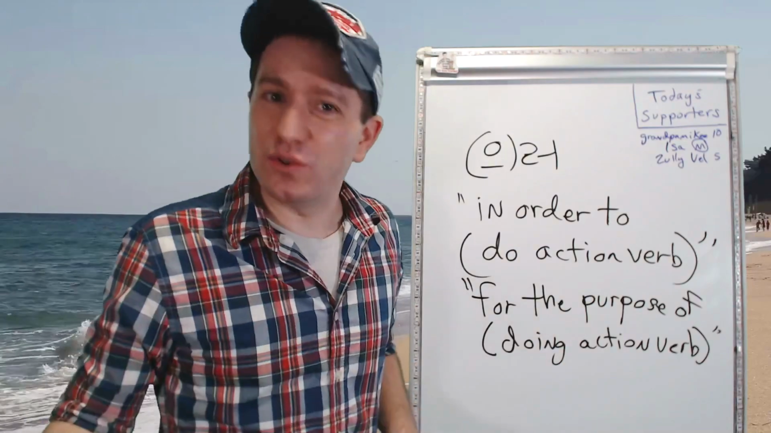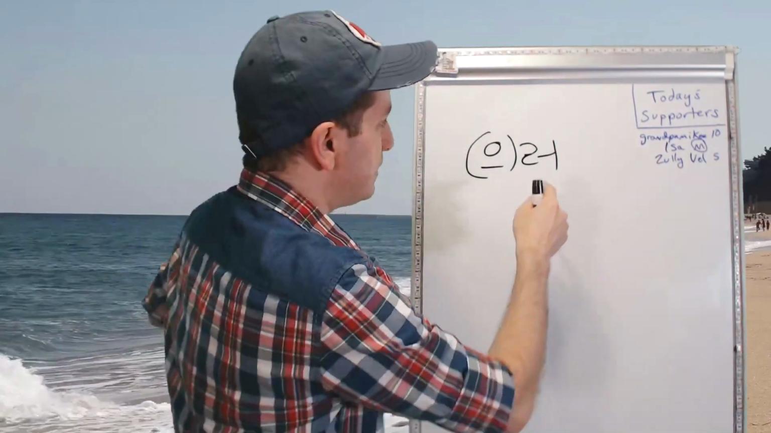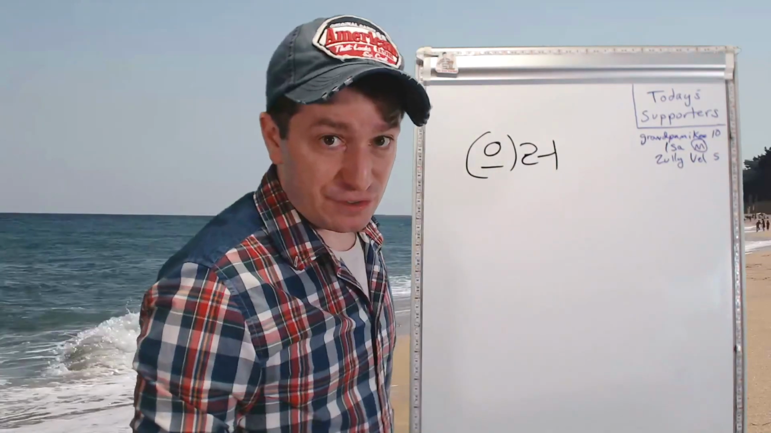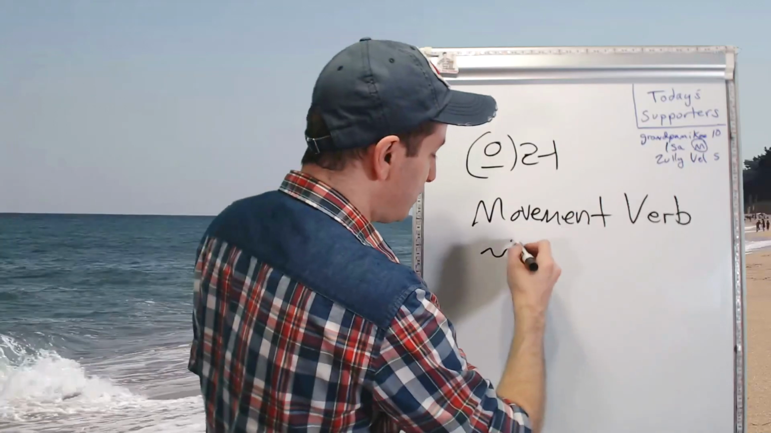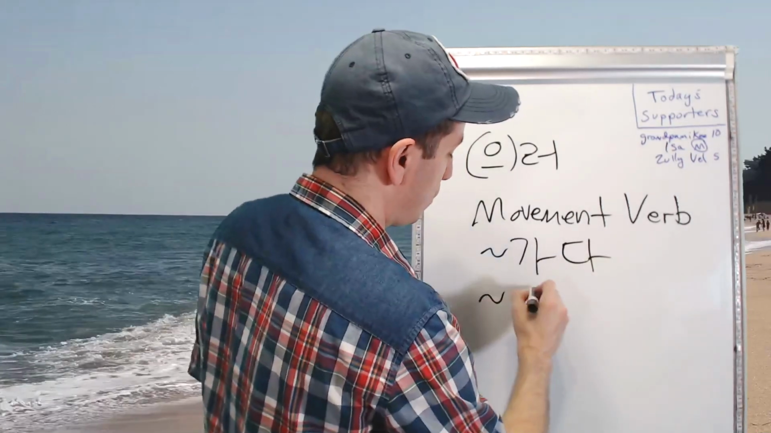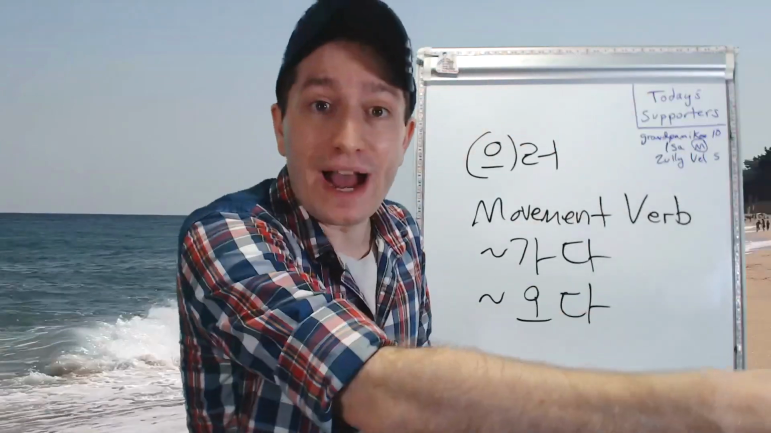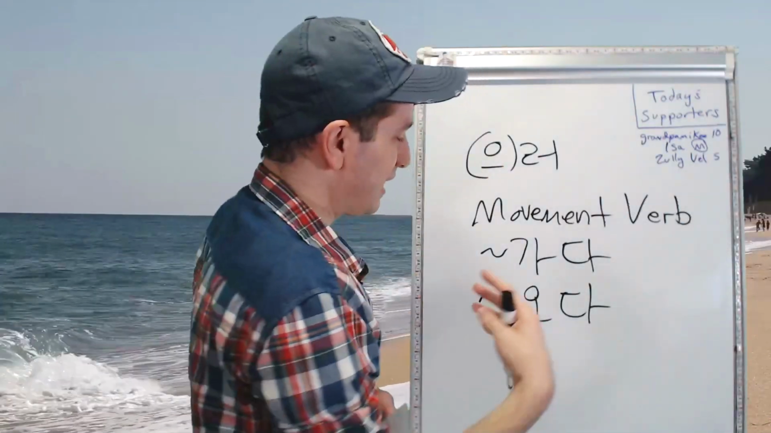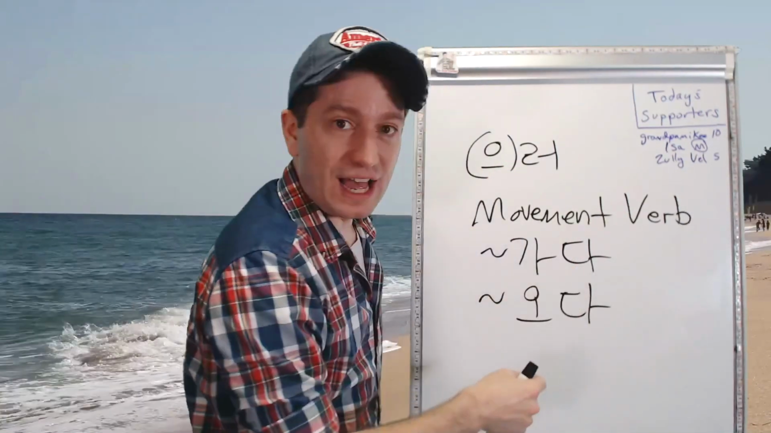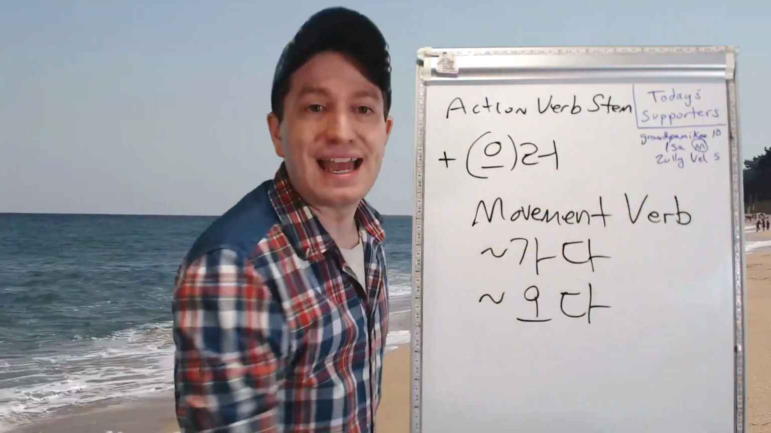So then how do you use it? Before this form, you can use any action verb that you want. This must be followed by an action verb that shows movement. This is any verb that ends with or is 가다 or 오다. So you could have even things like 나가다, to go outside, 들어가다, to enter, 들어오다, to come in, like that. Anything 가다 or 오다 is a movement verb, and then you'll conjugate a movement verb after that.